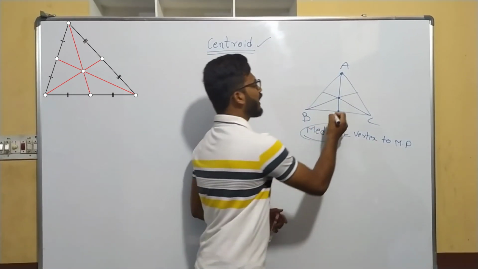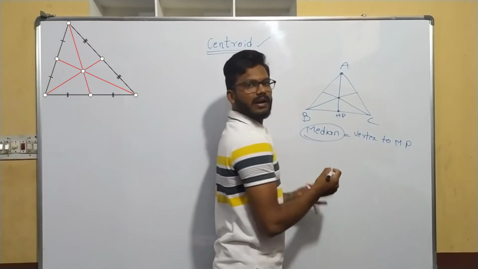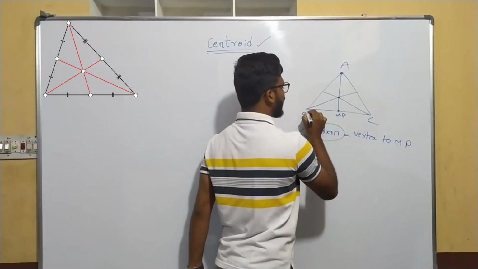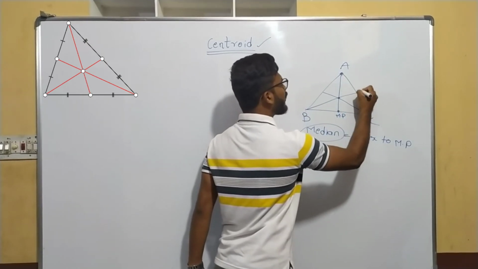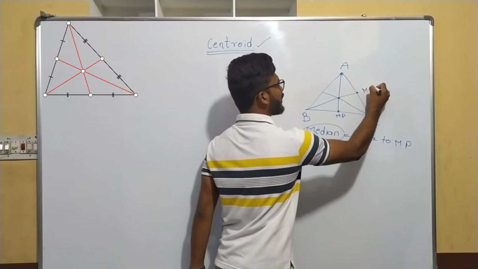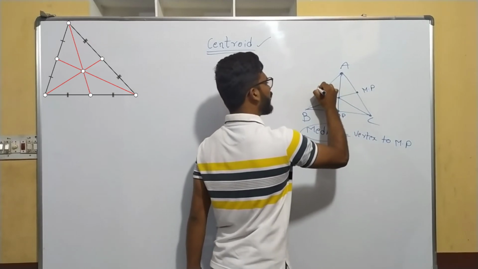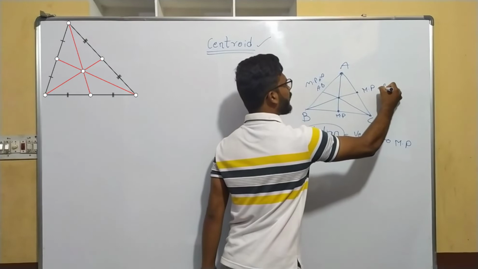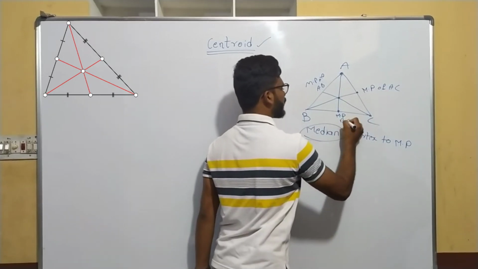So here this median will connect from A to the midpoint of BC, and here it will connect from B to the midpoint of AC, and from C to the midpoint of AB, right? Midpoint of AB, here midpoint of AC, here midpoint of BC.